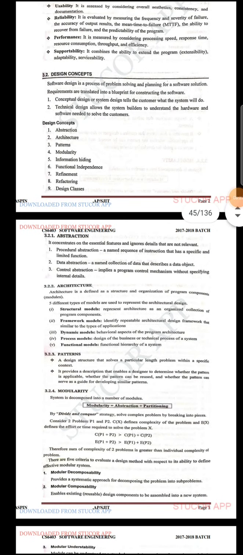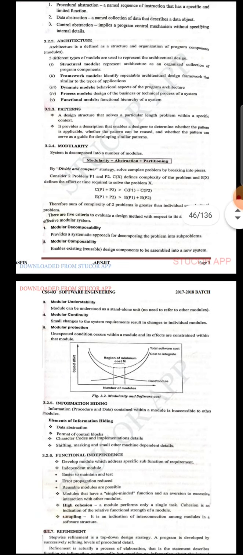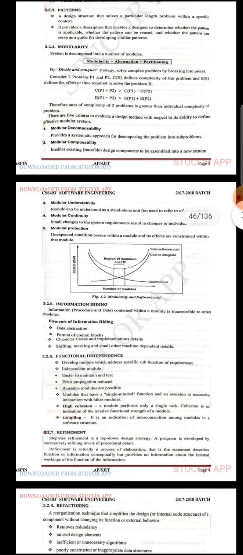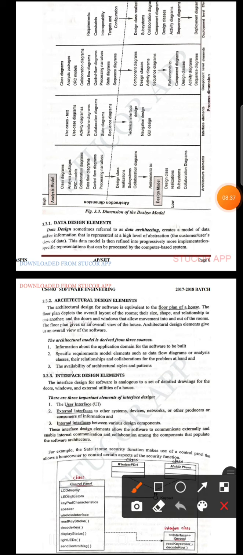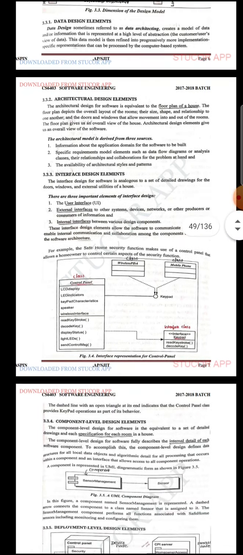After that here comes the question about information hiding, which is given in 2 marks, refinement, etc. So here is the design model, design elements, and these questions were not asked in this internal. And architectural design elements has been asked, and you have to write this question.